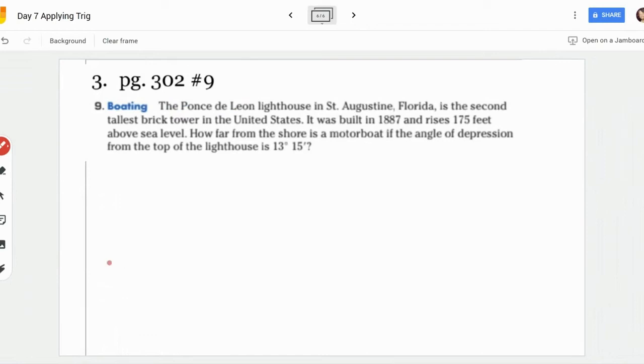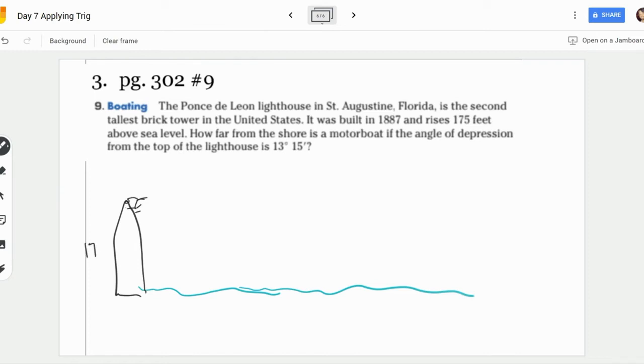So we can stop right there and do something with it. Here's our beautiful little sea. And we have like a lighthouse. It looks like an obelisk, but it's a lighthouse. So you see the light. Okay. It rises that high, so we know how tall it is now. It's 175 feet tall.